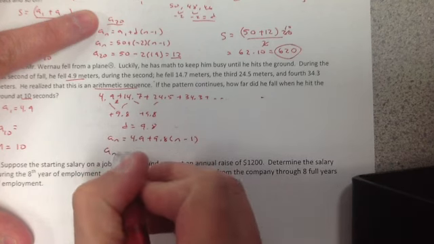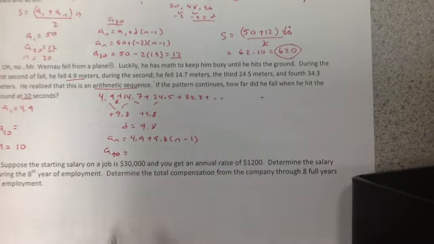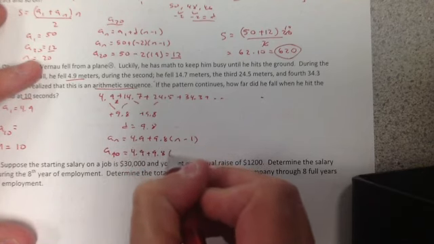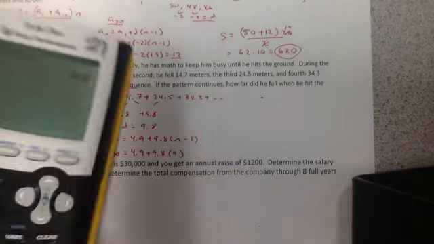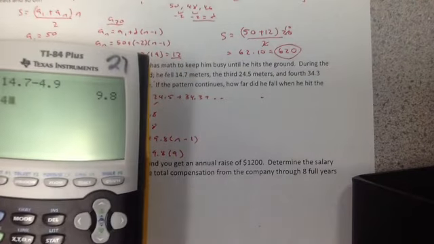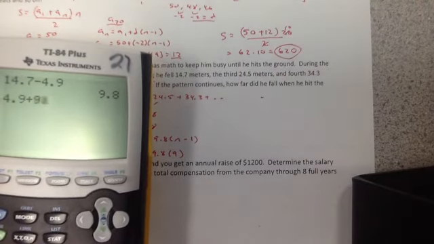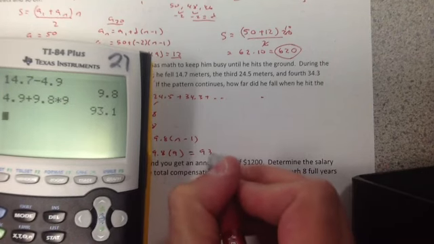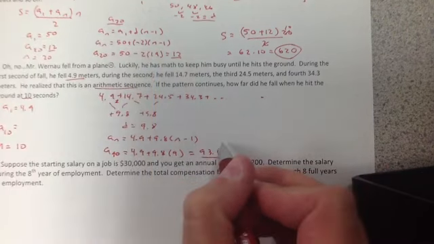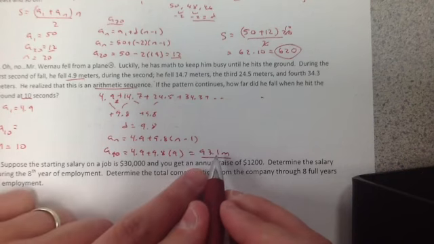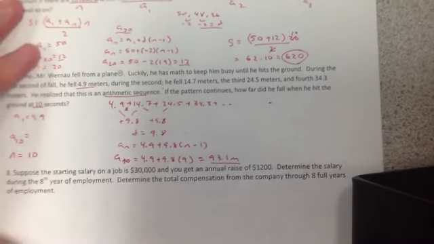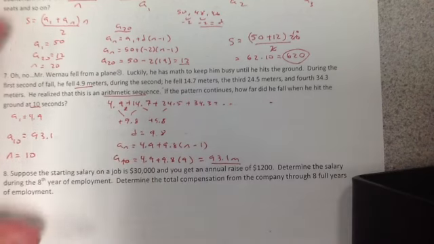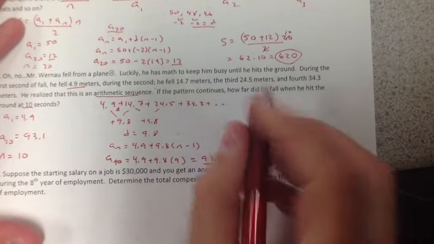So if I want to find out how far I fell in just the 10th second, we get 4.9 plus 9.8 times 9. And I'm going to type all that in my calculator. 4.9 plus 9.8 times 9, and I get 93.1 meters. So in just the 10th second alone, between 9 and 10, we fell 93 meters. That's pretty far. Okay? Now, so what's my total distance?